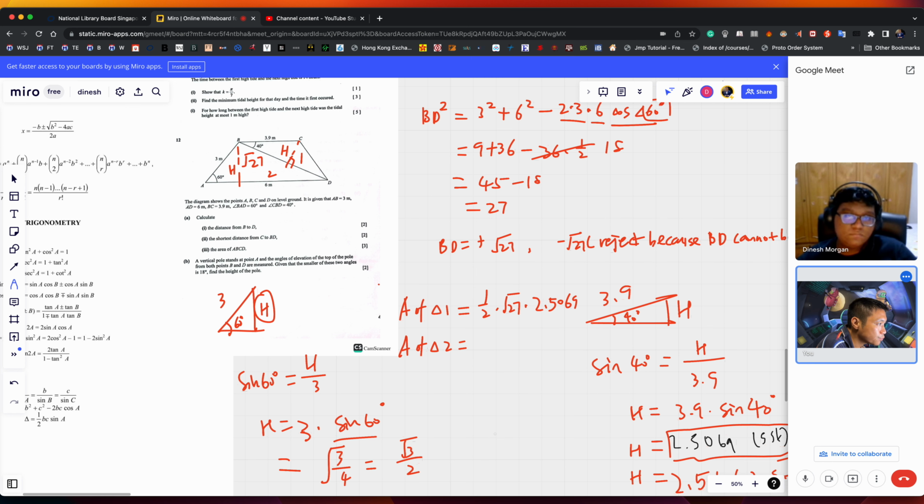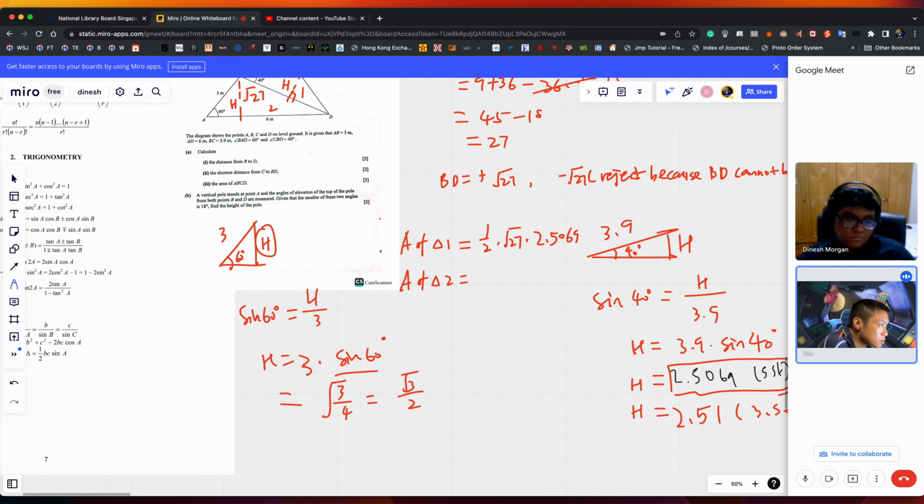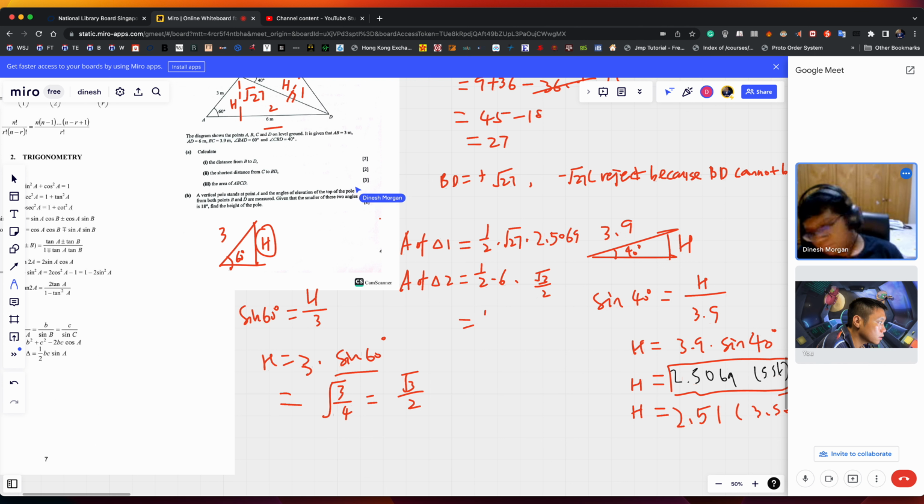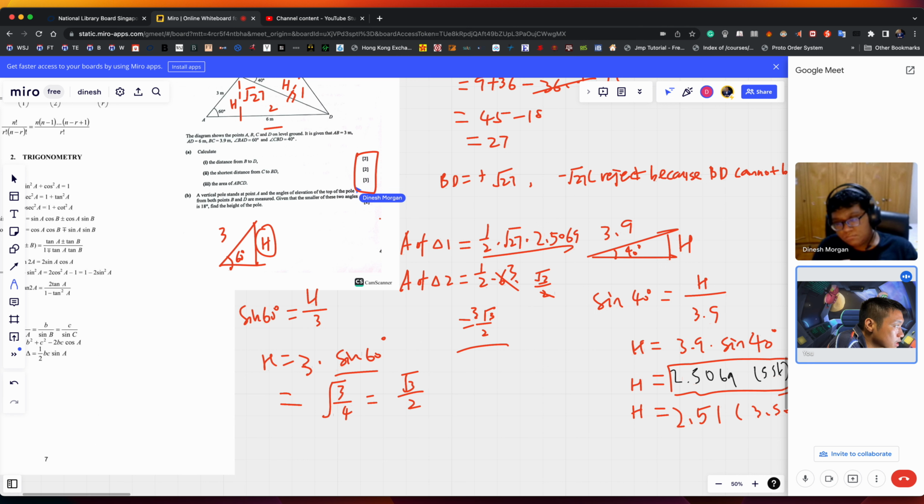Okay, good. So the base is 6, then this is square root 3 over 2. So 3 square root 3, right? Then you just add these two up, and then you just give it in 3SF. Okay? So, very easy, 7 marks gone.